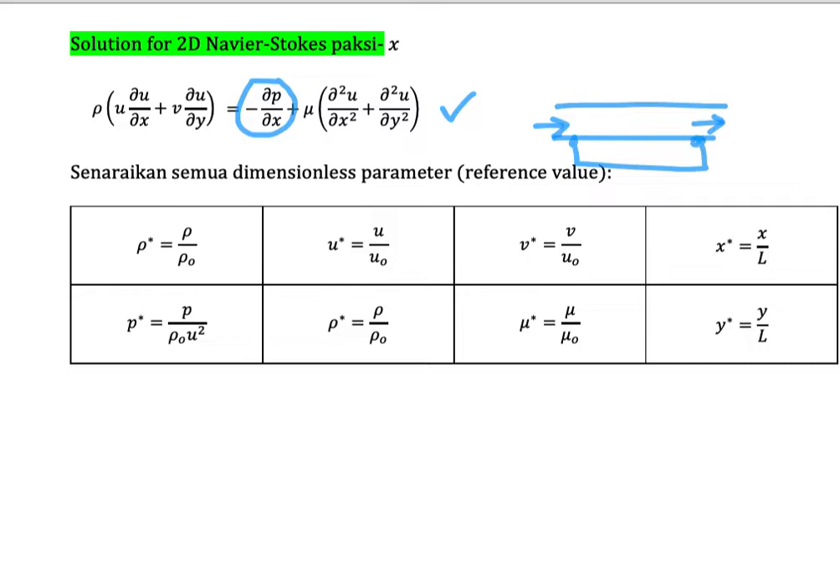So normally we call this a pressure drop. Because the amount of pressure is reduced, it goes down, so we put a negative in this term. I explained this in the previous chapter. So this is the Navier-Stokes for the x-axis. And then we do the same things. We recognize all the parameters, and then we have the dimensionless parameters like this, and we substitute all the terms into this Navier-Stokes equation.